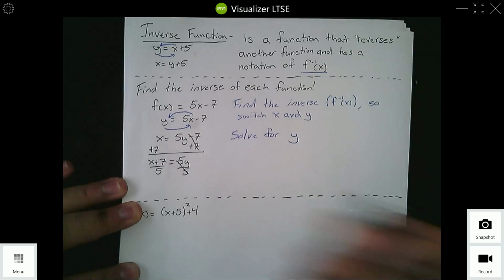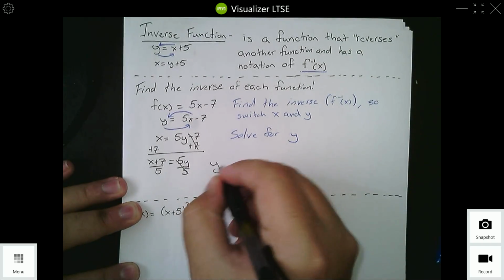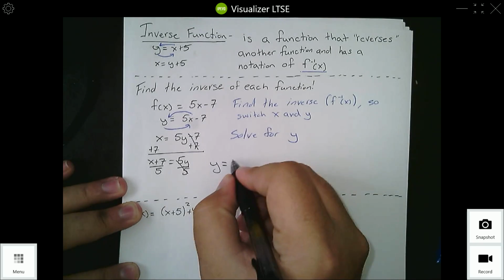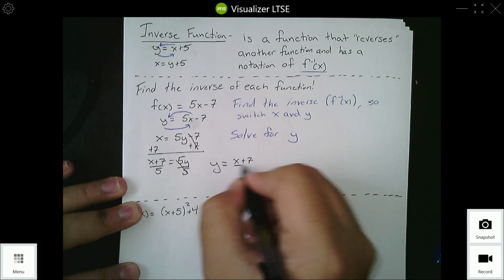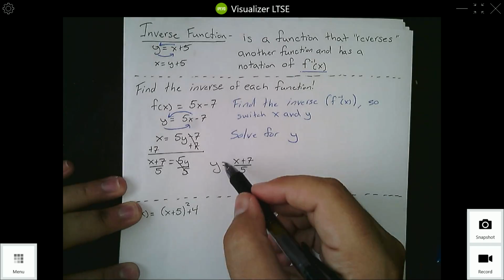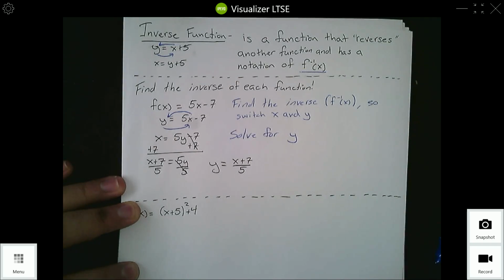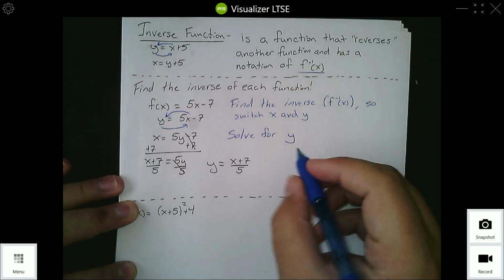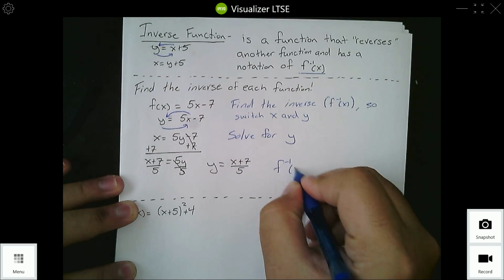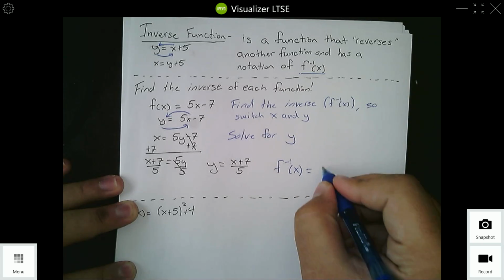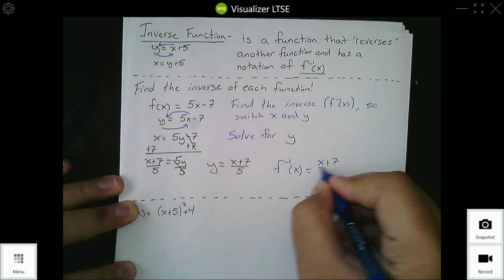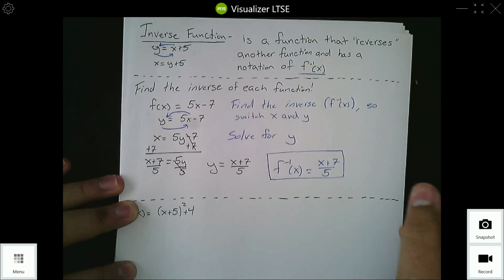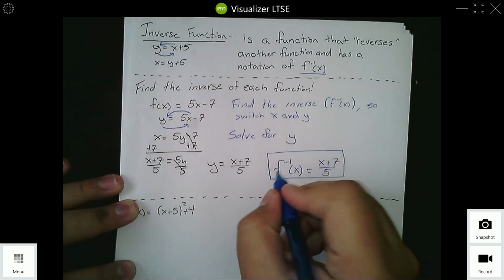This leaves me with a function that says y is equal to, I'm just rewriting it, putting y in front, x plus 7 over 5. And now that we've solved for y, that's actually our answer. So I would take away y, put it in its notation, and our final answer is f negative 1 of x is equal to x plus 7 divided by 5. And that's it. Pretty simple, pretty standard. Nothing too difficult about that.